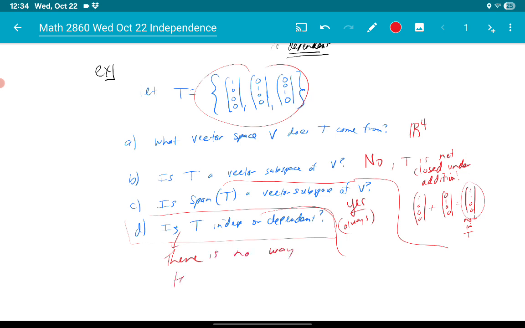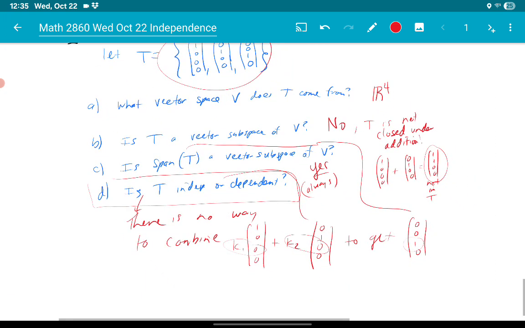to combine, for example, the first two, 1, 0, 0, 0 and 0, 1, 0, 0, with any scalars in front of them. There's no way I can choose any scalars K1 and K2 to get the third one, which is 0, 0, 1, 0. Why would that be? Because if I did, my third component would be K1 times 0 plus K2 times 0, and I'm trying to get a 1 in the third component. There's no way, no matter what K1 and K2 are, they'll always multiply 0 to equal 0, and 0 plus 0 is 0, and we wouldn't get a 1 here. So it's not possible.